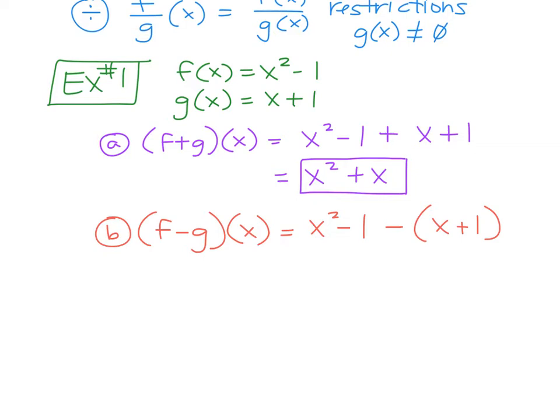Okay? And here's where a lot of mistakes get made because people will say x squared minus x and then negative 1 plus 1 goes away and we get the same answer as the last one, but we don't. You have to distribute that minus to both of these things. Okay, so really if you want to rewrite it, you could rewrite it x squared minus 1 minus x minus 1. And that simplified is going to give you x squared minus x minus 2.